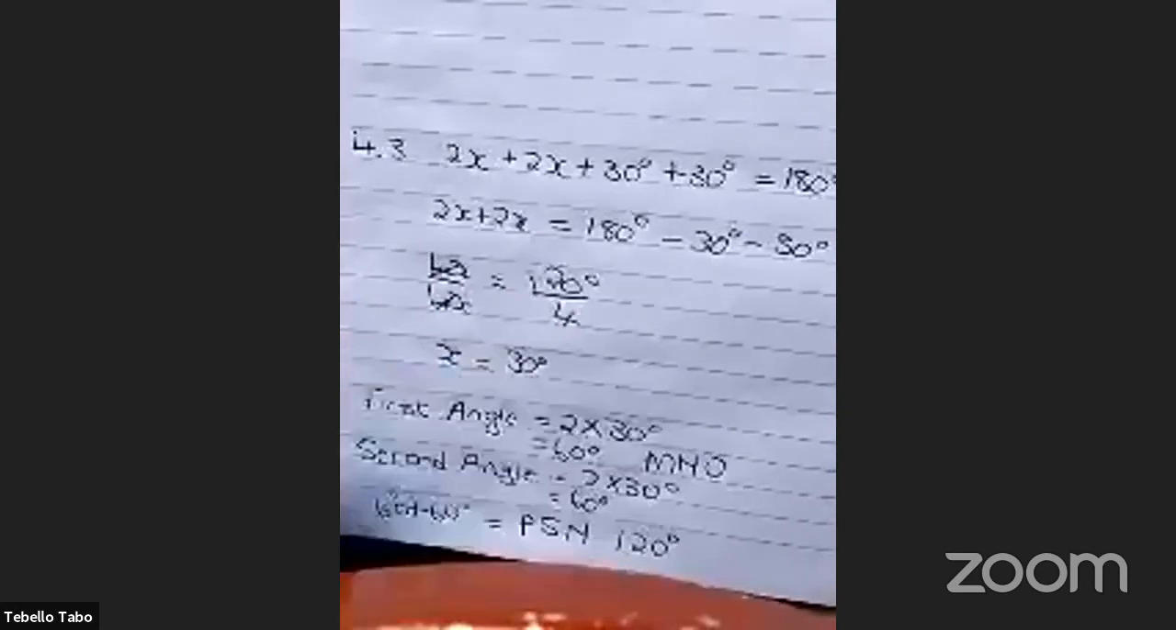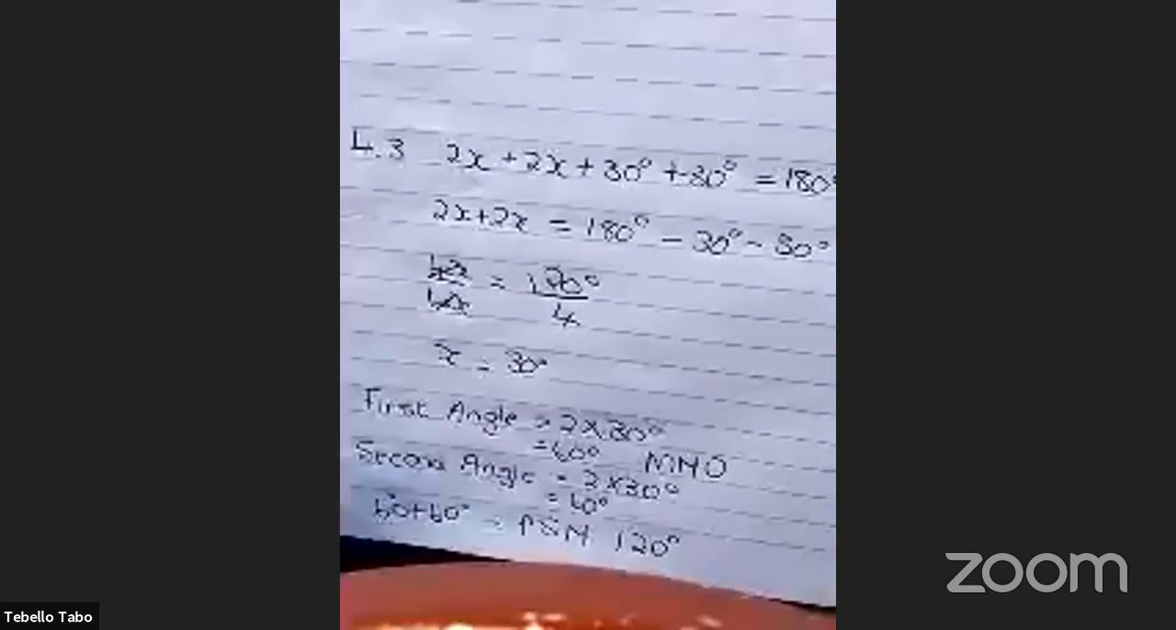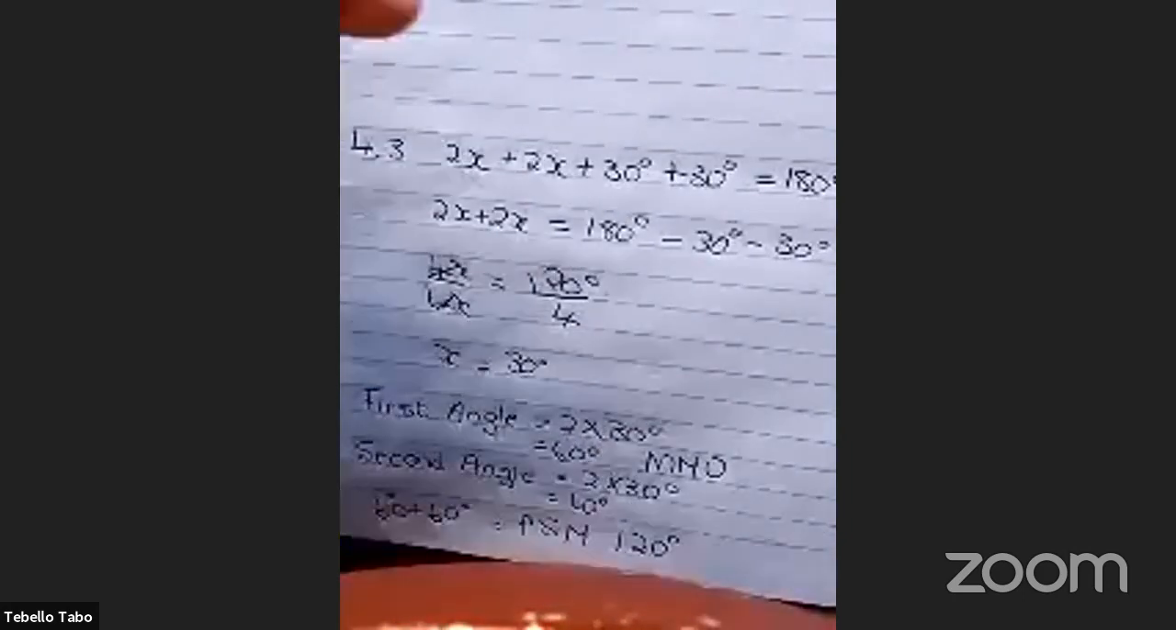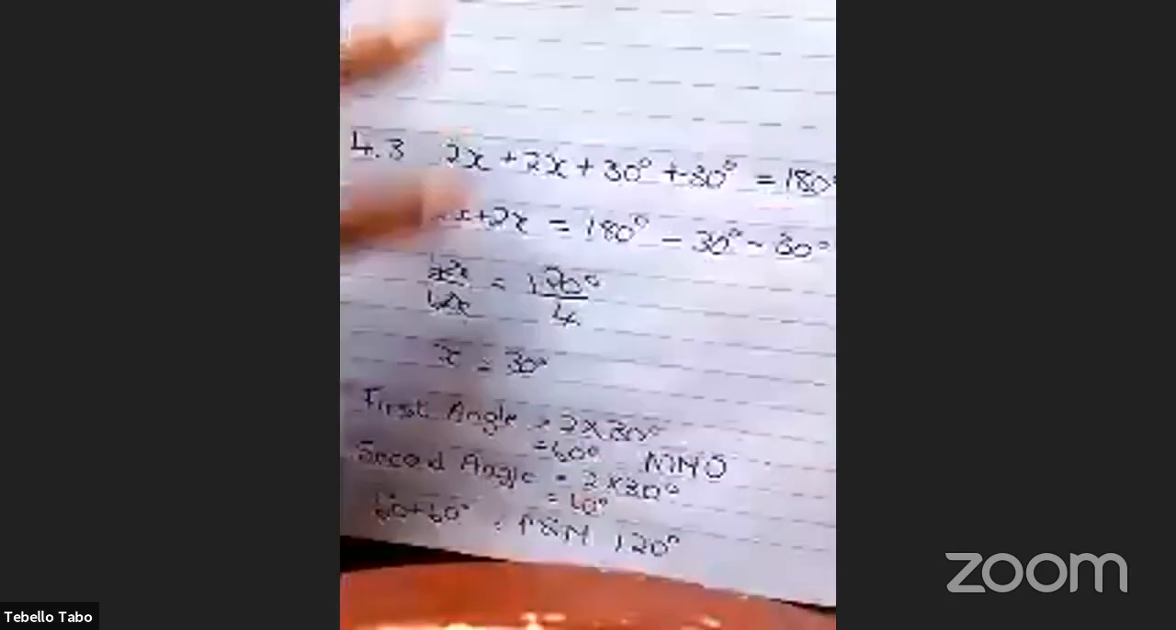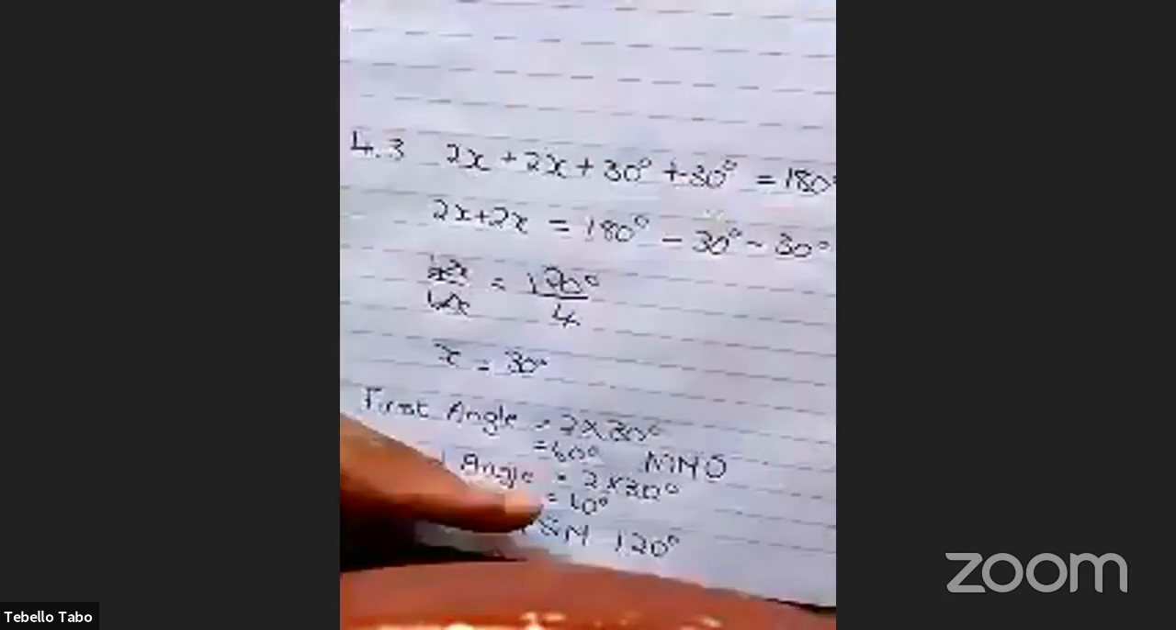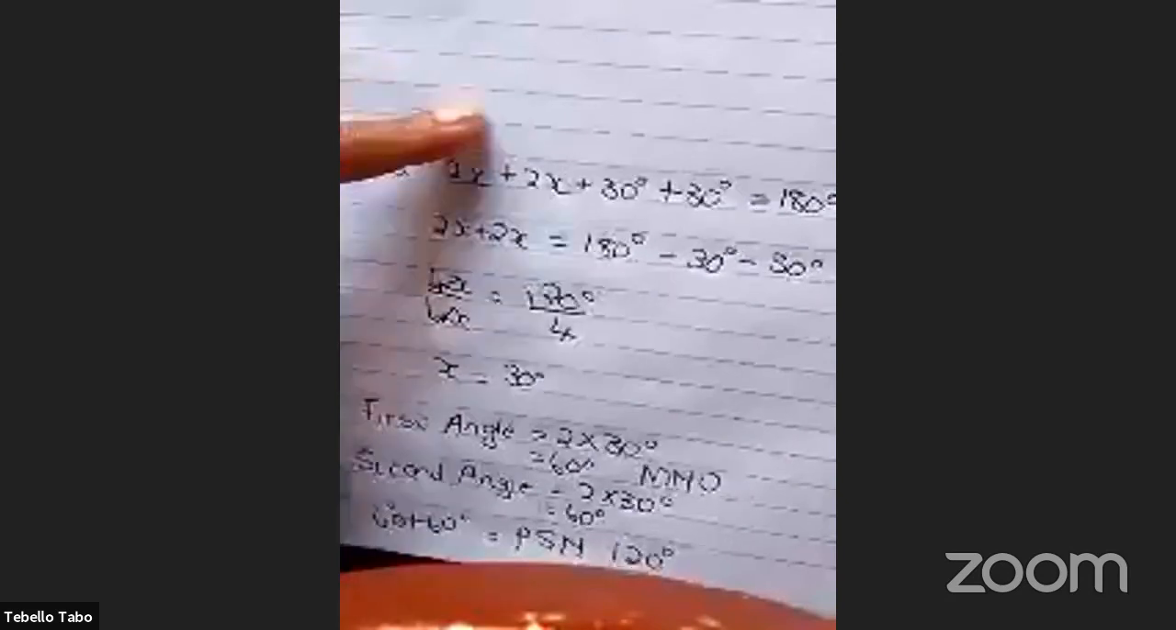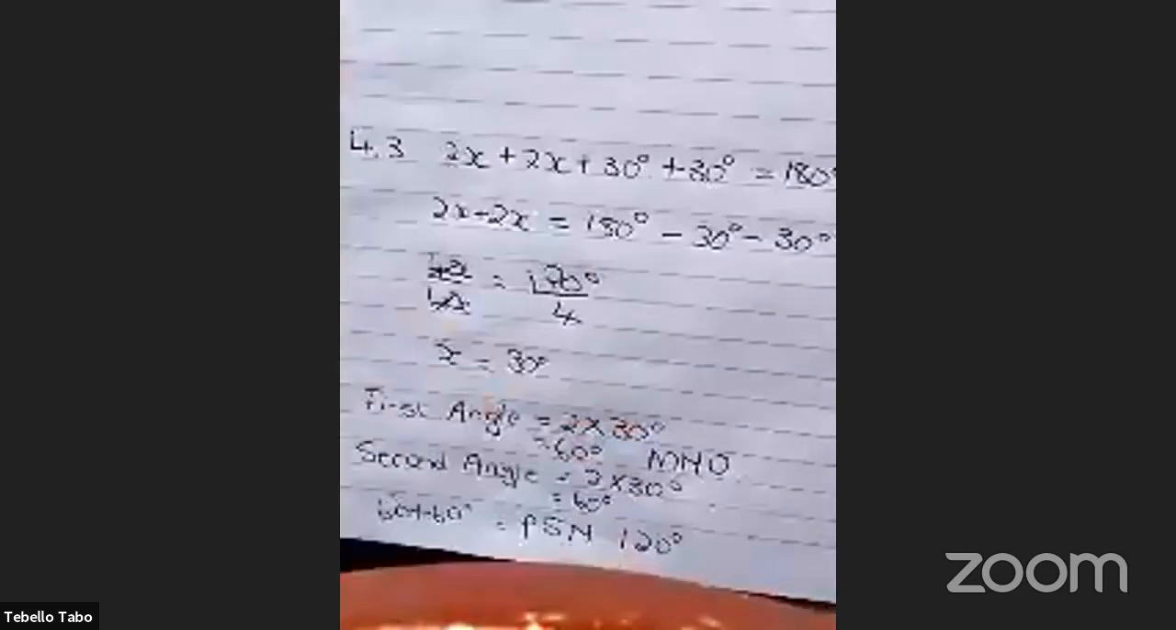So now we must answer the question, because what they ask us is the value for PSN, not to calculate x. But then this is part of the process. You must not jump to the final answer. No, you must start from here onwards. This is part of the process.